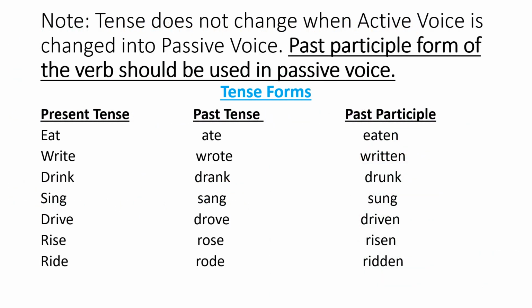Tenses do not change when active voice is changed into passive voice. Only the past participle form of the verb should be used in passive voice. You can see the tense forms here: present tense, past tense and past participle. Past tense in the active voice is changed into past participle when we change it into passive voice.